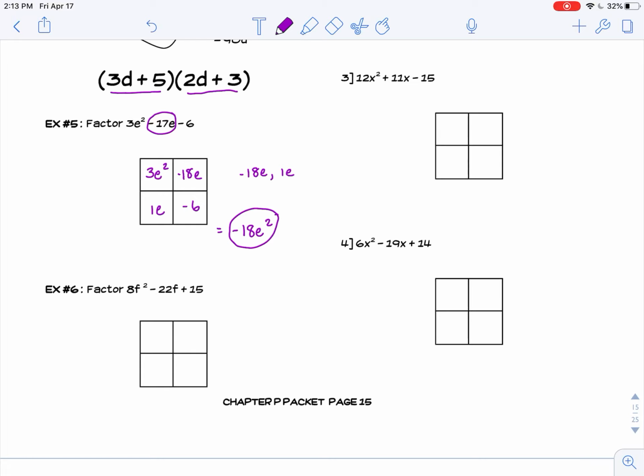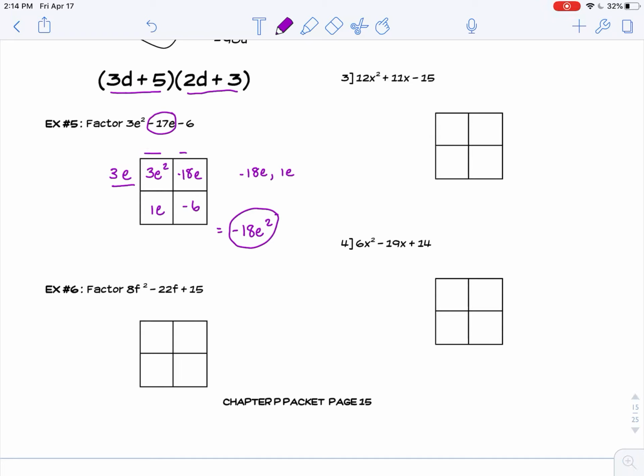Now, for the upper left, what is the greatest common factor of 3e squared and negative 18e? We can divide those both by 3, and we could also divide them by e.